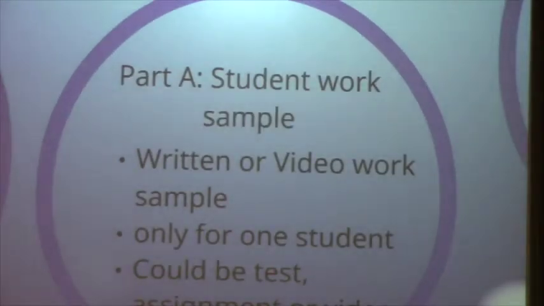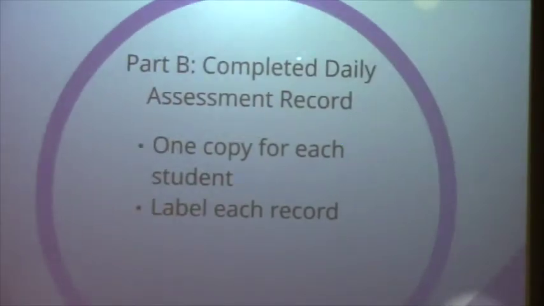So, kind of go over it really quickly. Student work can either be written or video. For 1 student only, it could be a test, an assignment, or you can actually use that video. Part B is the completed daily assessment record. 1 copy for each student. Make sure you label it that this is the daily assessment record for student 1 for lesson 1.